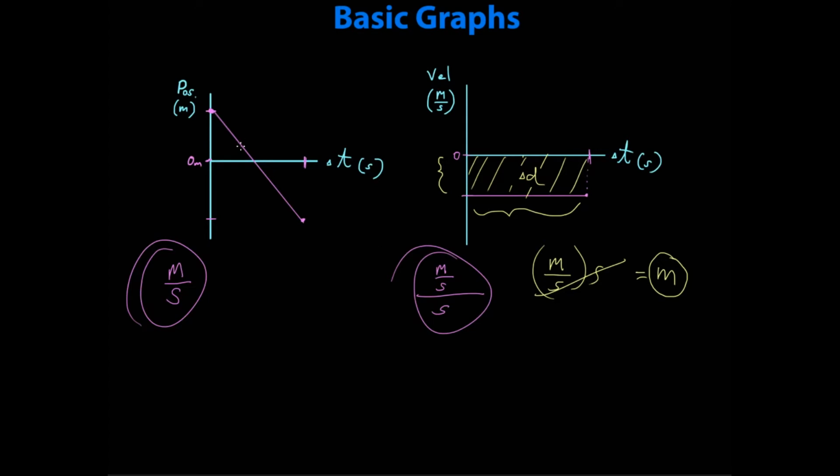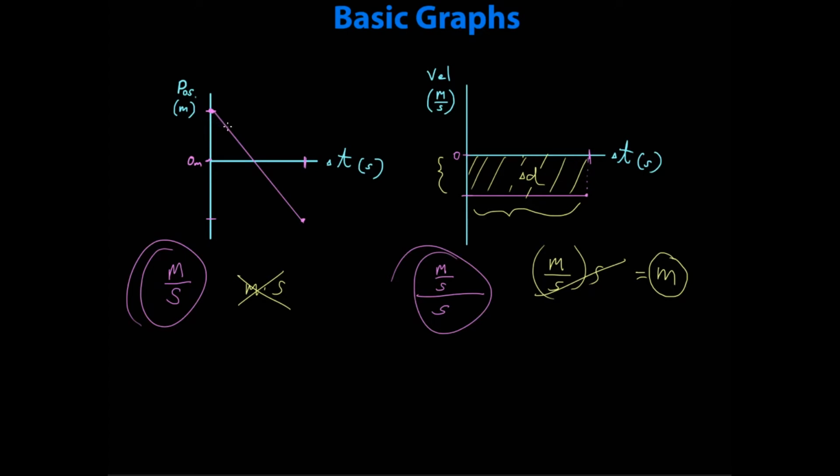If I try this for the position versus time graph, however, I do rise times run or height times base, I'll get meters times seconds. And meters times seconds is no known unit here. So it isn't very useful for position versus time graph, but can be very useful for velocity versus time graph.